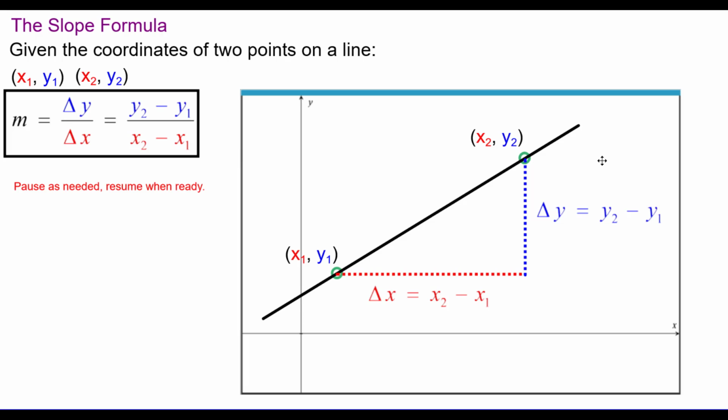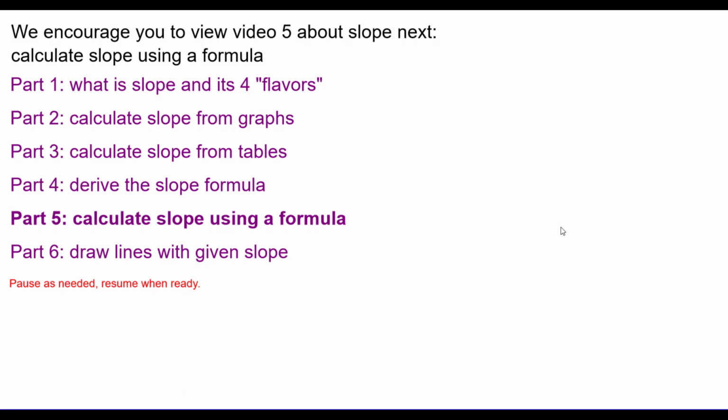So summarizing, this is what our graph looks like. This is the names of the points generically, and this is the slope formula. Pause as needed. Resume when you're ready. We encourage you to view video 5 about slope next, which is calculating slope using the formula we just derived.